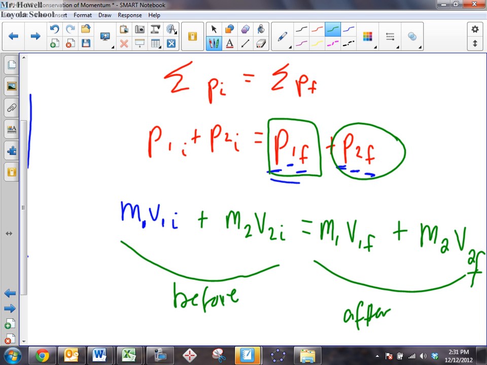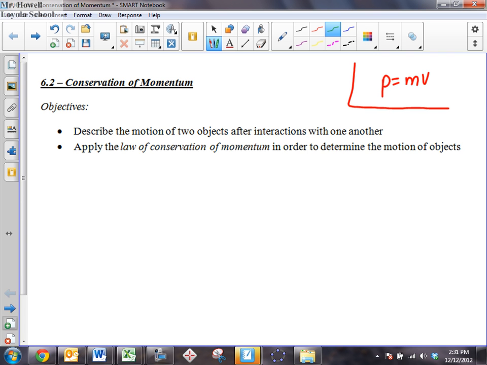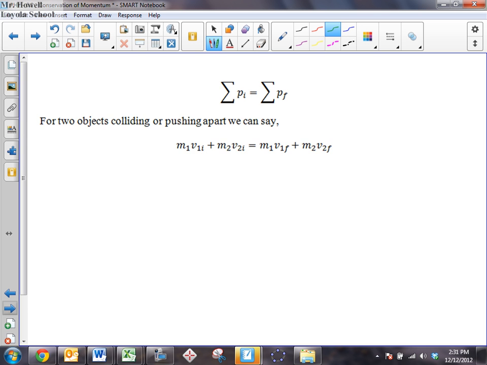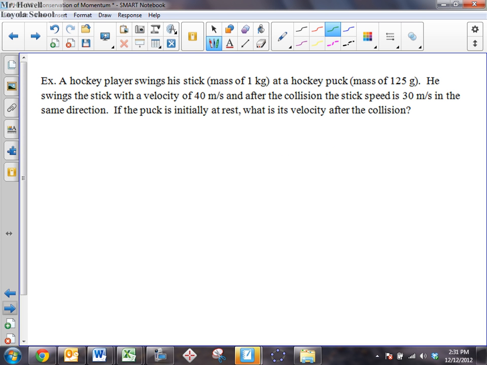Now, to make this a little bit easier, let's look at our first example. Let's go right into our first example here. There we go. A hockey player swings his stick with a mass of 1 kilogram. So, your hockey stick at a hockey club.